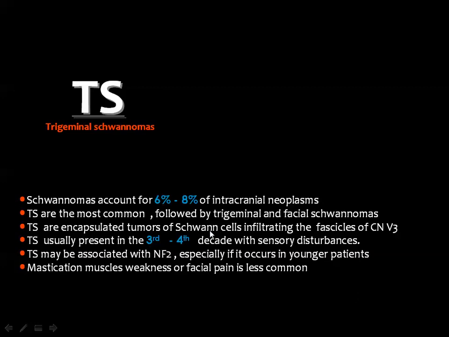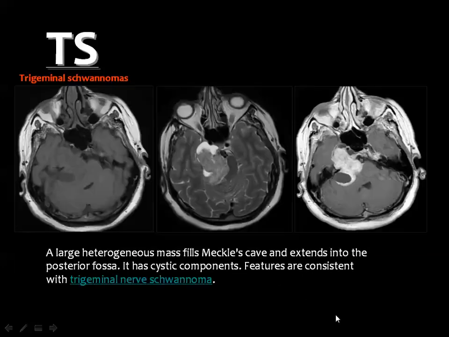Then these lesions will present usually in the third to the fourth decades of life. They may be associated with neurofibromatosis type 2.